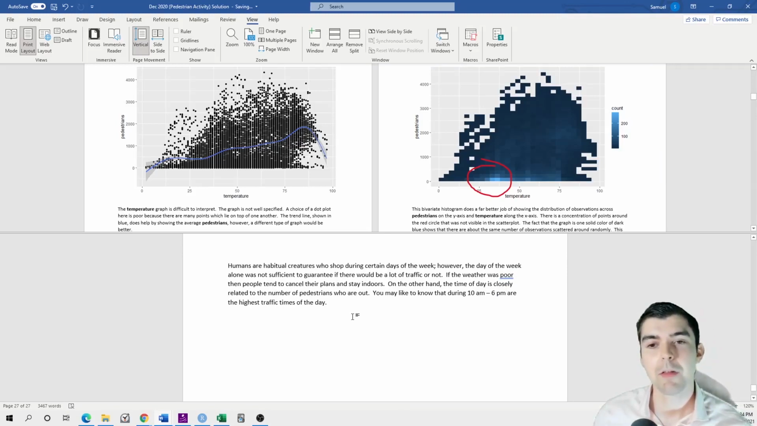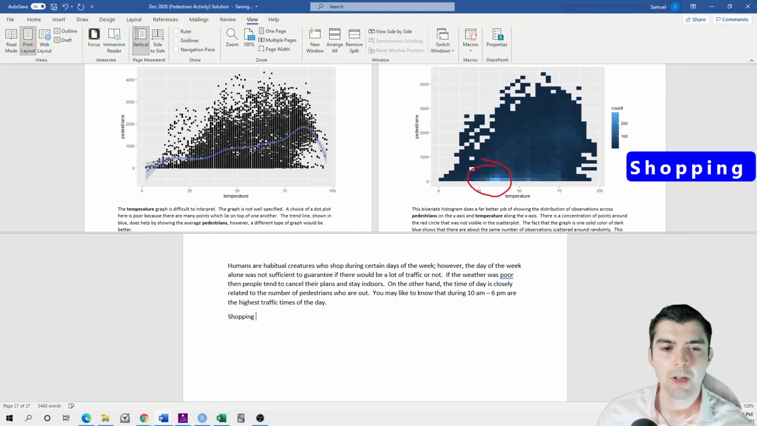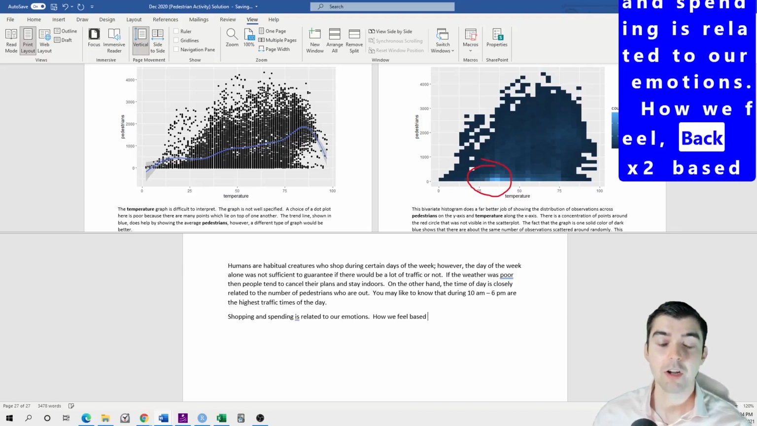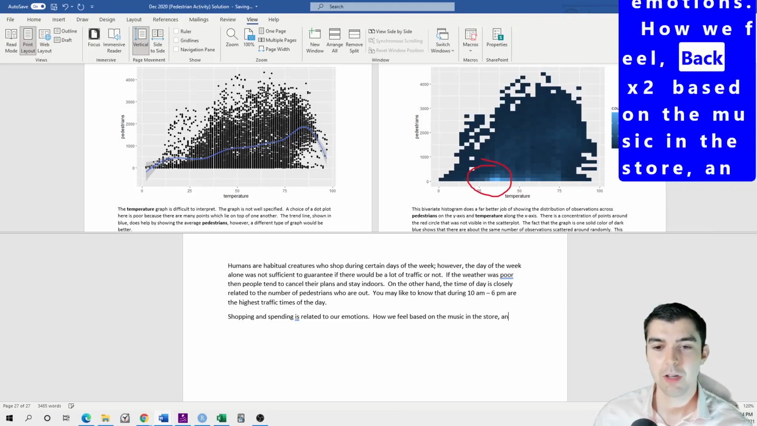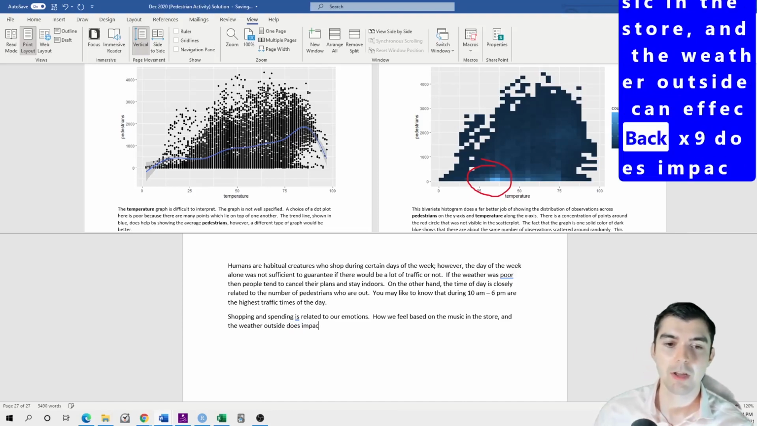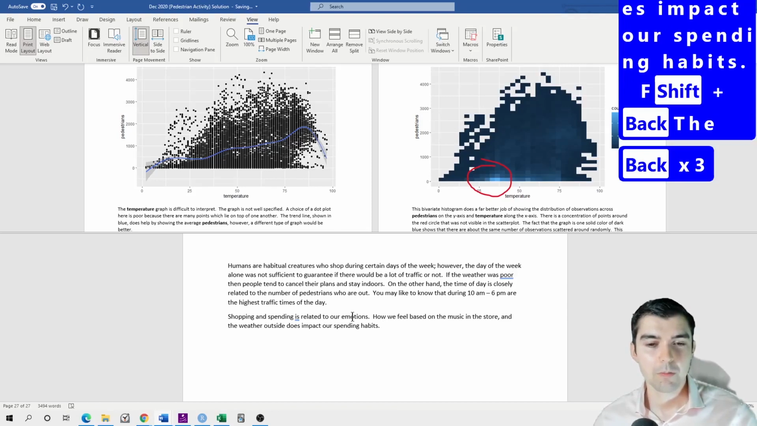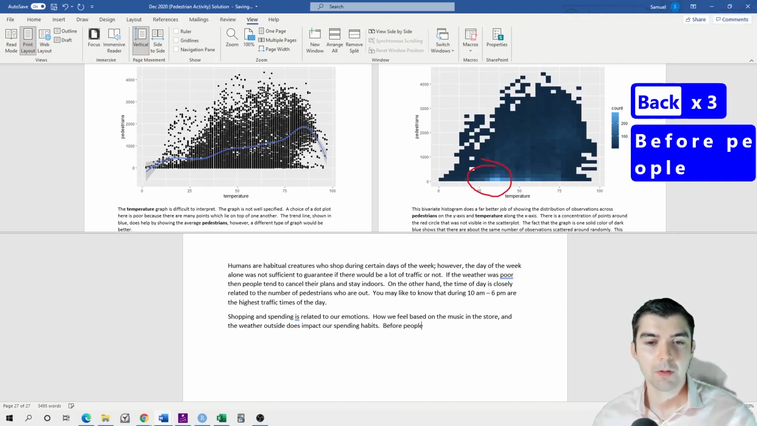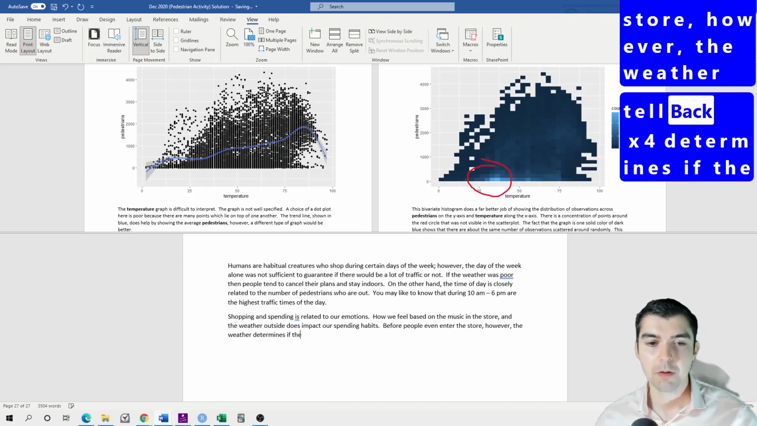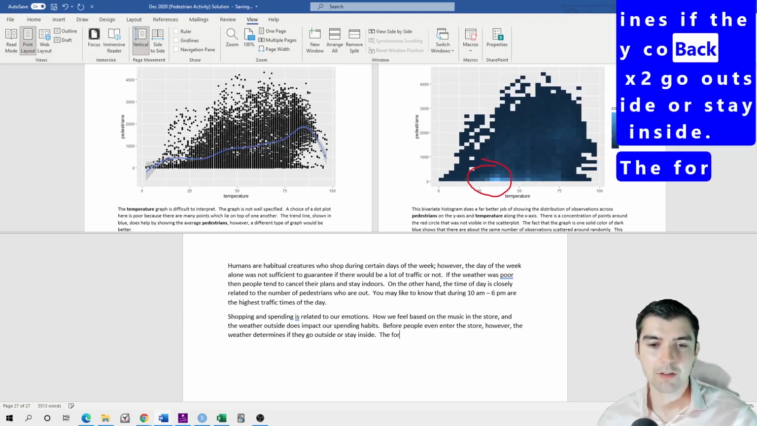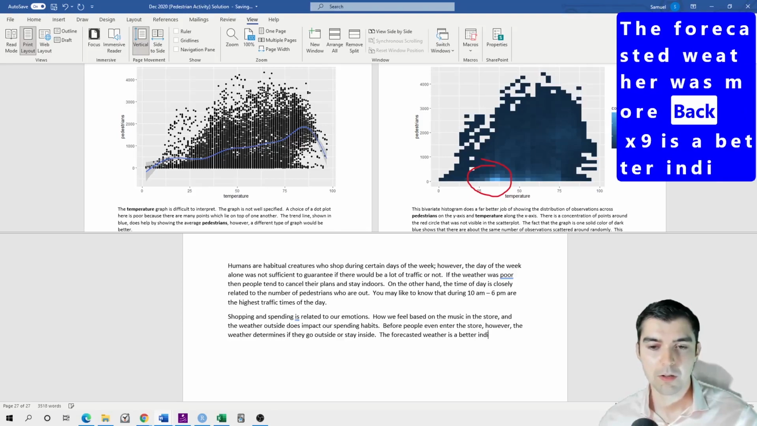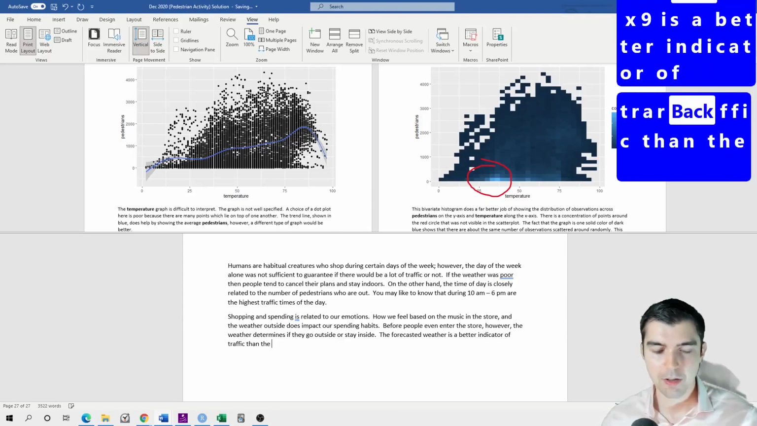So how do we talk about weather? Well, shopping and spending is related to our emotions. How we feel based on the music in the store and the weather outside does impact our spending habits. Before people even enter the store, however, the weather determines if they go outside or stay inside. The forecasted weather is more predictive of traffic than the actual weather.